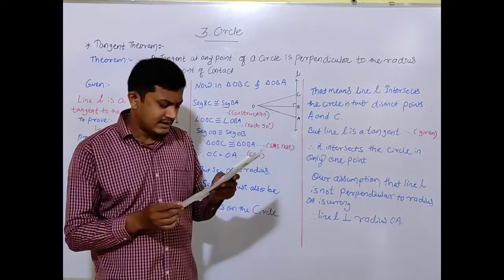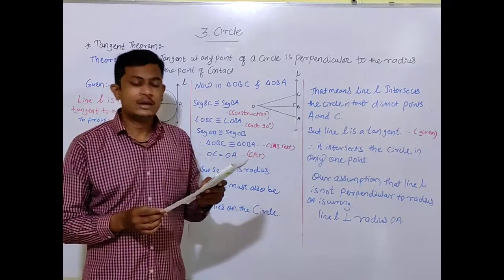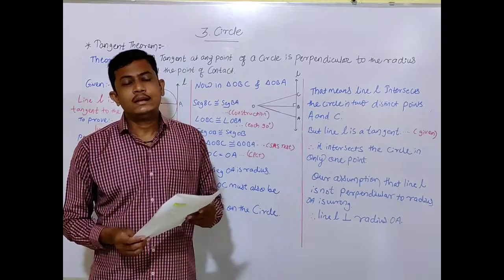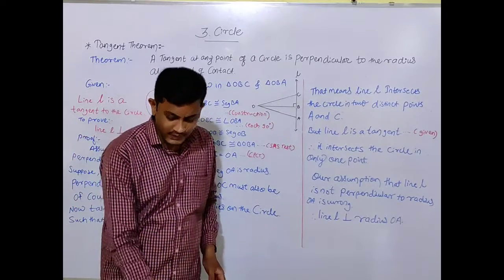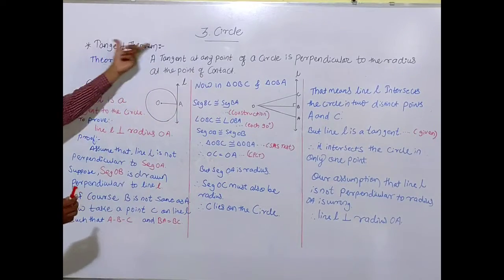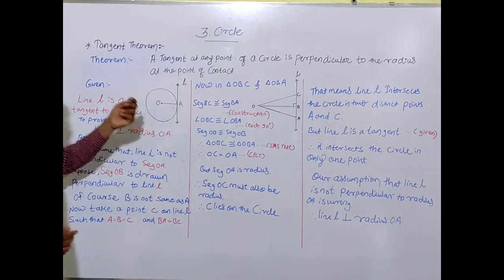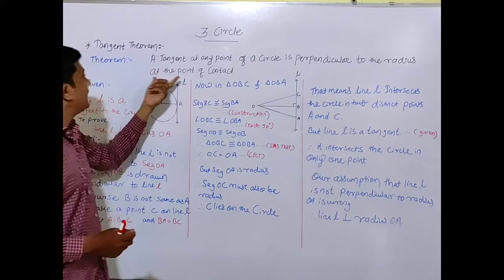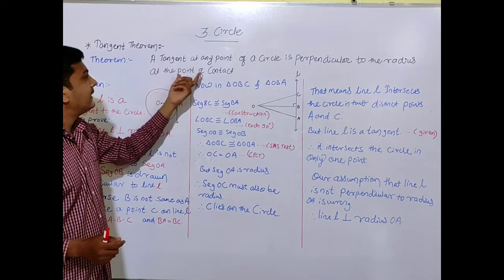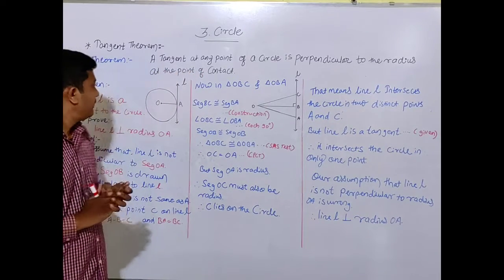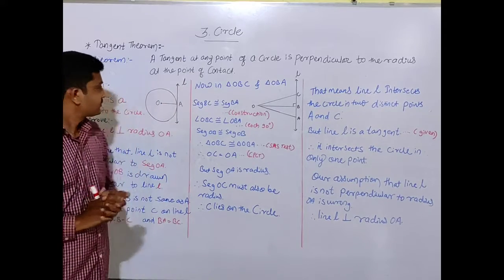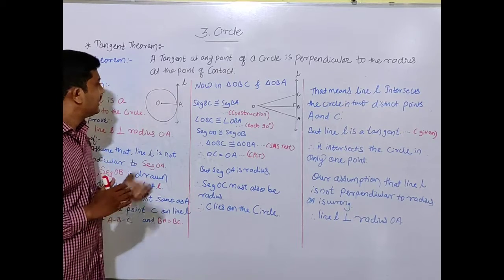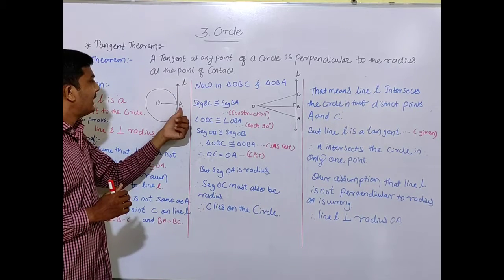So it is clear that the tangent at any point of the circle is perpendicular to the radius at that point. This property is known as the tangent theorem. Now we have to see the tangent theorem. Now we have to recall the statement: a tangent at any point of a circle is perpendicular to the radius at the point of contact. Here we have taken a tangent to the circle, where the point of contact is what?